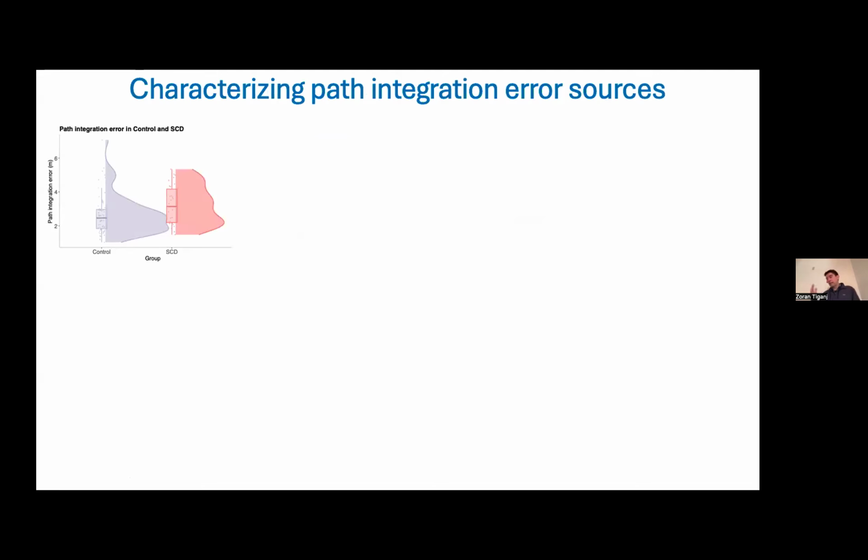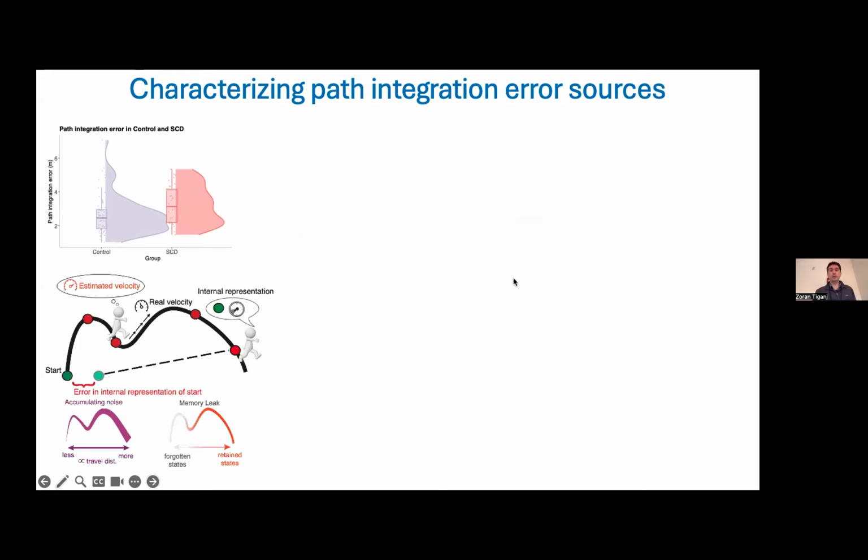Now, to the next part, which is, we see that there is a difference between control and SCD in path integration performance. Now let's try to see what are the driving forces for that. So let's try to see if we can characterize path integration error sources. Maybe velocity estimation has some issues, maybe there is noise and so on. So we try to model that. In general, if everything works perfectly well, the change in the location estimate would be just dependent on the velocity. So if I'm moving and if I'm able to just integrate my velocity, then my estimate should be perfect.